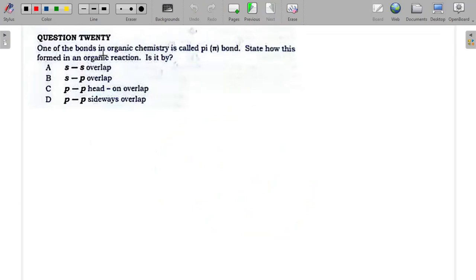Okay, we look at the last question in this quiz. They're saying one of the bonds in organic chemistry is called the pi bond. State how this is formed in an organic reaction. So remember, we have the sigma bond represented by this symbol. Then we have this pi bond. The sigma bond forms by head-to-head overlap, and then the pi bond forms by side-to-side overlap.